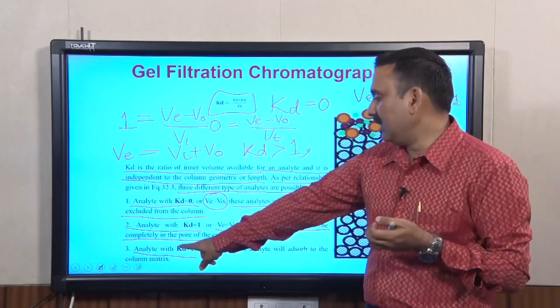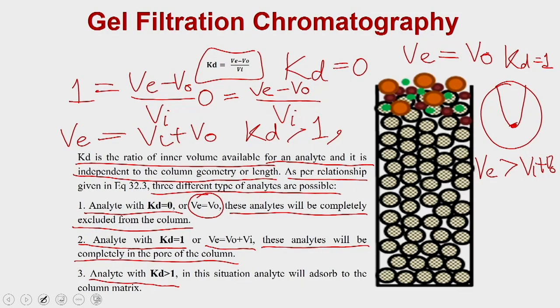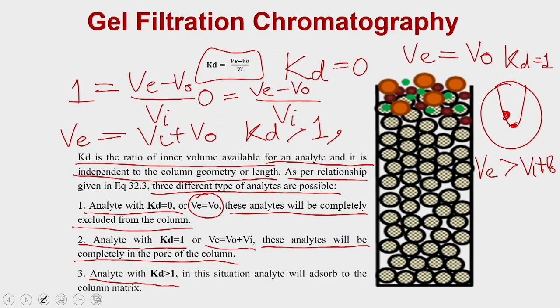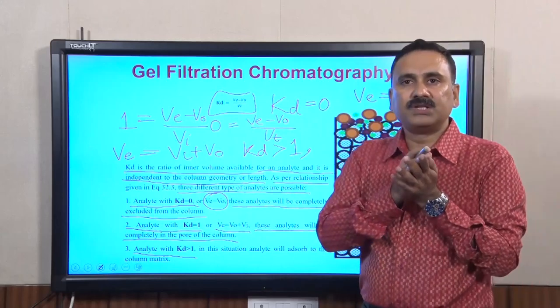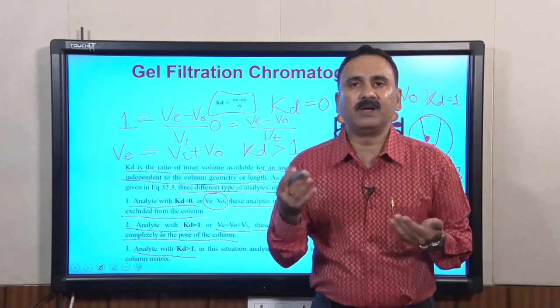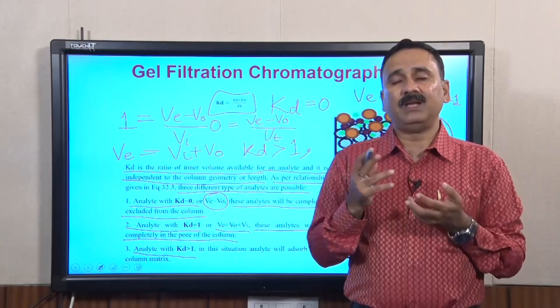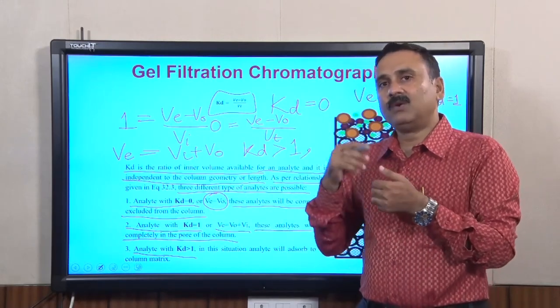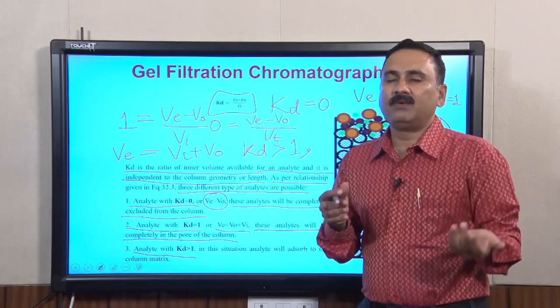But if the molecule shows a KD bigger than 1, it means the molecule has irreversibly bound to these beads. In those cases you can flow the liquids but the molecule will not come out. If the molecule binds to one of the pores, then even if you flow the liquids, because we are not going to do any salt gradient or any such treatment, the molecule will remain stuck to these beads and it will not come out.